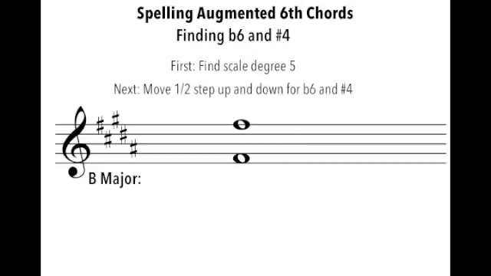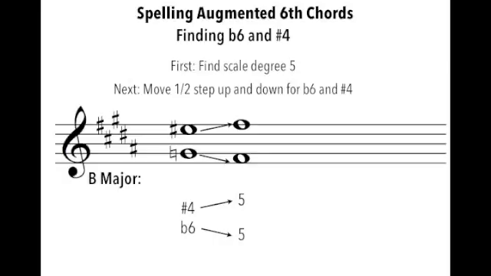Next, you move a half step up and down to find flat 6 and sharp 4. Flat 6 and sharp 4 are only a half step away from scale degree 5, so you only need to move a minor second. And the motion looks like this. So if we move backwards from the notated pitches, we can find the pitches on the staff. So moving backwards from F sharp, we go to G natural, and moving backwards from F sharp, we go to E sharp, and therefore we find flat 6 to sharp 4.